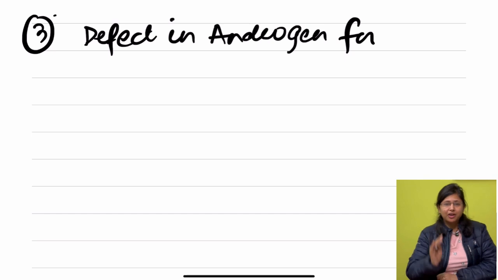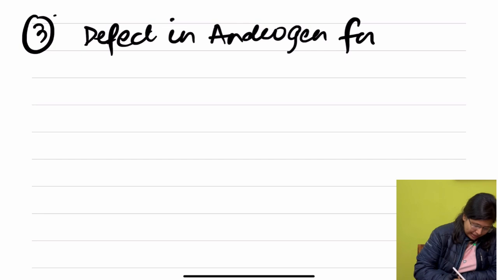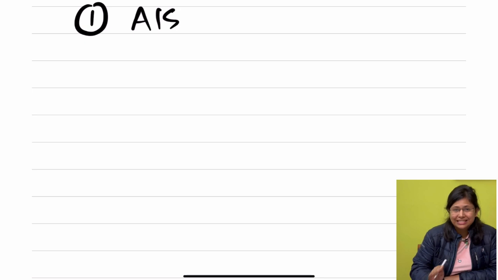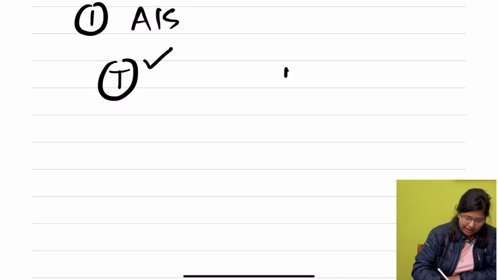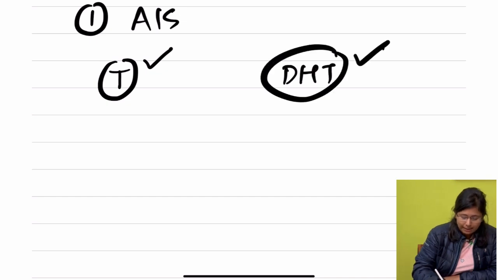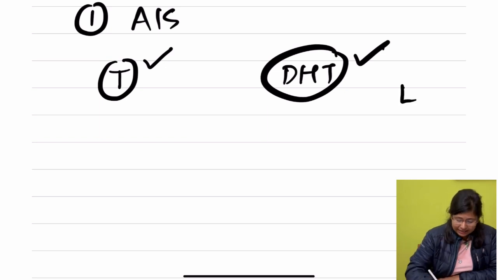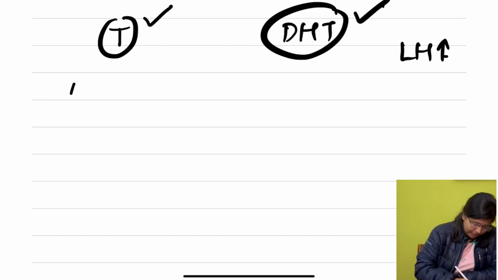So, defects in androgen function, and this comes the most commonly asked question. One, AIS, or androgen insensitivity syndrome. So what is happening over here is that your testosterone is forming, your DHT is forming, but your tissues in the body are not responding to the testosterone and DHT. Now, due to this lack of negative feedback, the LH levels will be raised. Typically, the AMH is intact because the Sertoli cells are intact.